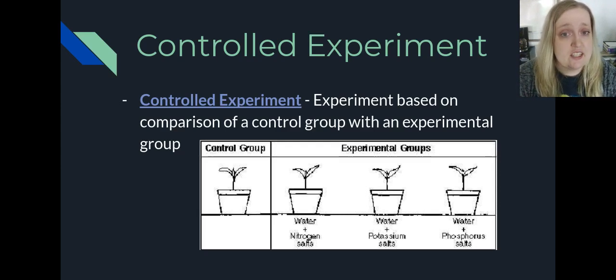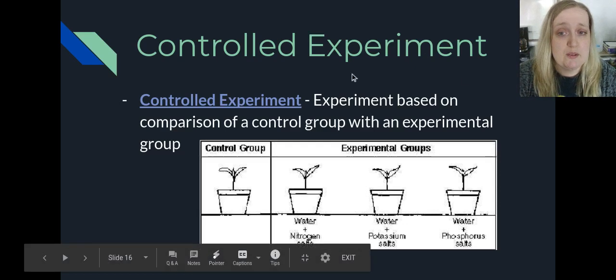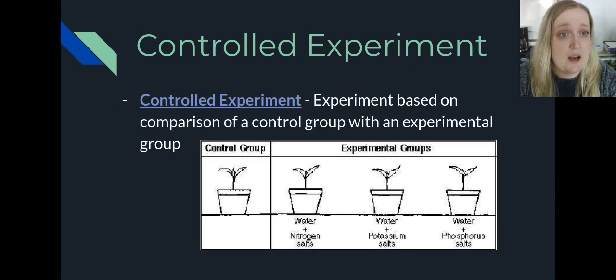So this picture down here, I'm going to talk about this a little bit more tomorrow with just a short video, but you have a control group and an experimental group. The control group and the experimental group are going to have something in common. They're going to have the same size pots, the same type of soil, and they're going to grow the same type of plant.